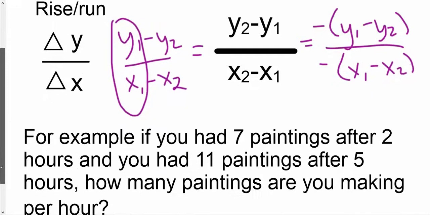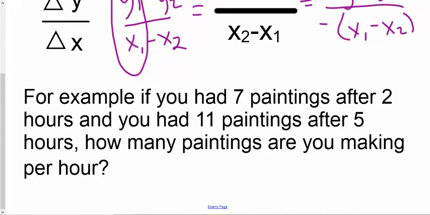So let's talk about an example. This is a good rate of change problem, right? So the big difference between slope and rate of change is that with slope we're really talking about just a number. Rate of change is always going to have units.